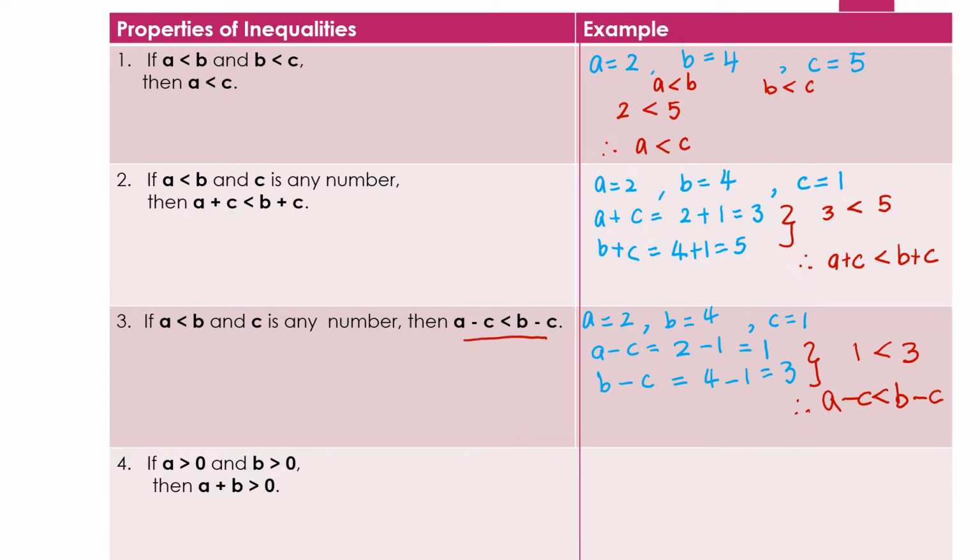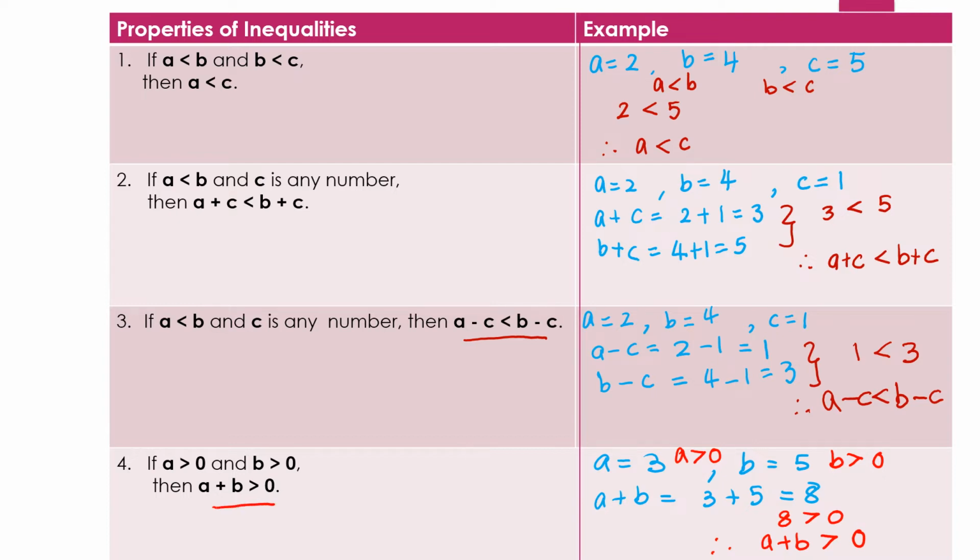For the fourth property, I have A greater than 0 and B greater than 0. So A and B must be positive numbers. Let's say A equals 3 and B equals 5. So my A plus B will equal 3 plus 5, which equals 8. Here, A equals 3. This is correct. A is greater than 0. B is also greater than 0. And 8 is a positive number which is greater than 0. Therefore, the conclusion A plus B is greater than 0, which is also true.